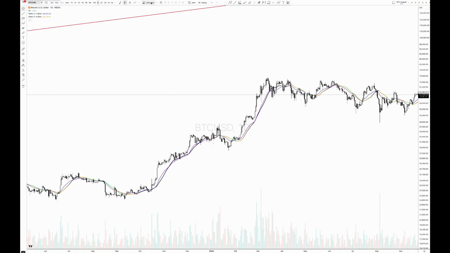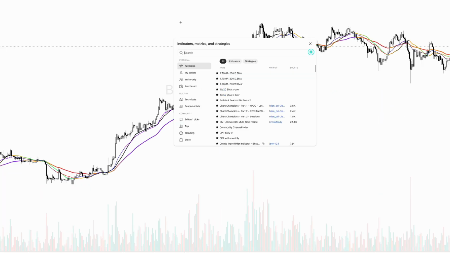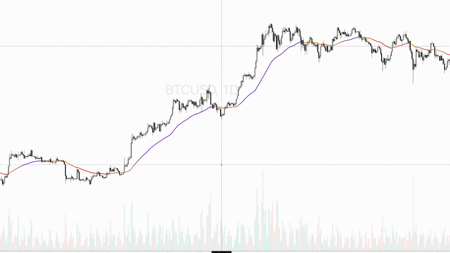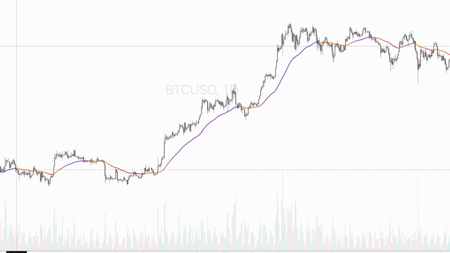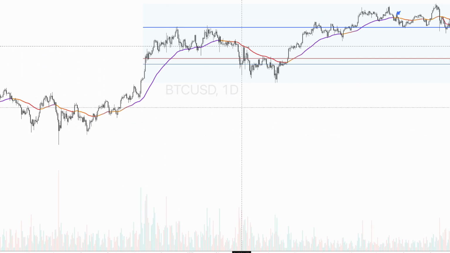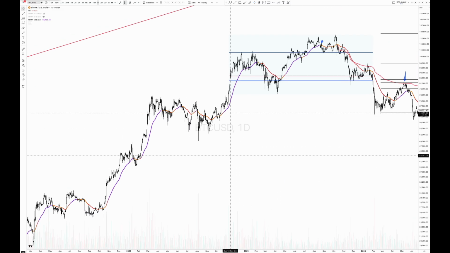We have the 50 as well. Let's put the 50 there. These are numbers that you should be familiar with. So what we're going to do is just hide the other two. Like the 50 moving average, resistance, and when it's broken, bullish, support, resistance, and then up. There you go, support all the way through, and you can see the 50 moving average. So that is a dynamic support and resistance level.